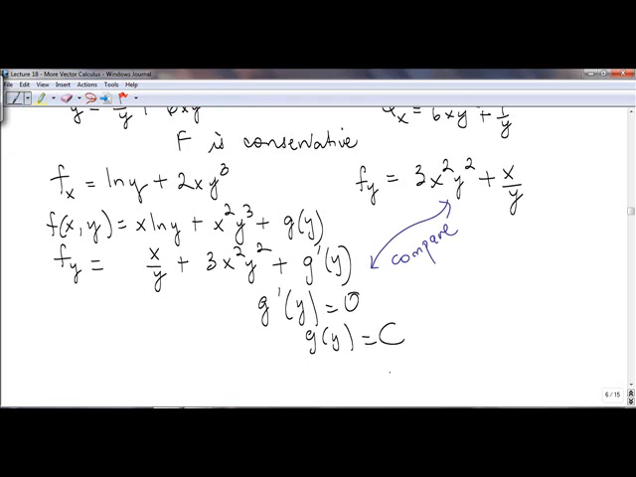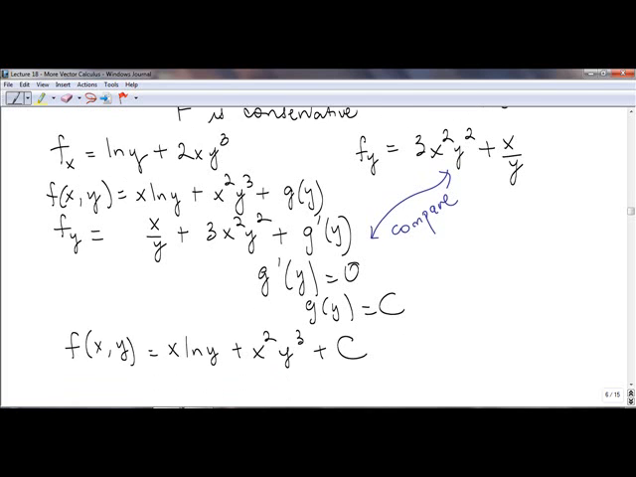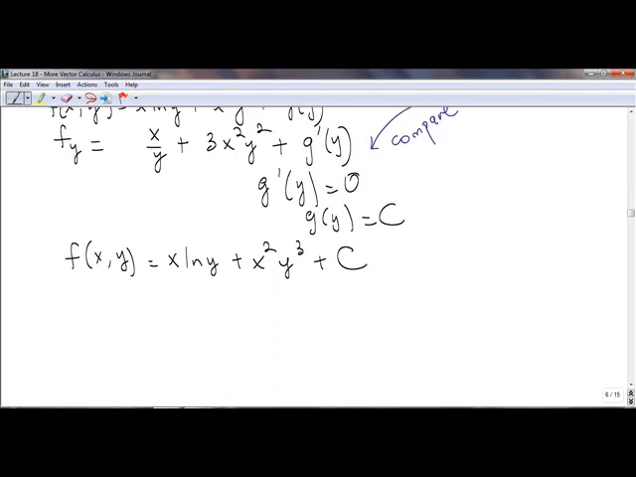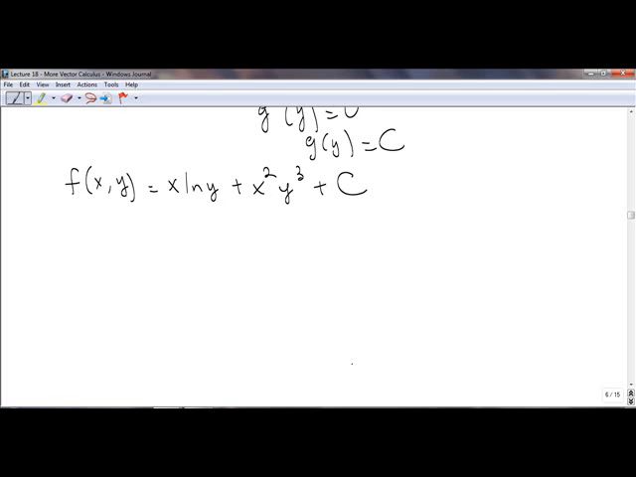Okay, so write out what f of xy is. The potential function is x natural log of y plus x squared y cubed plus c. Okay? So do this other one on your own and then we will do it together. Any questions?